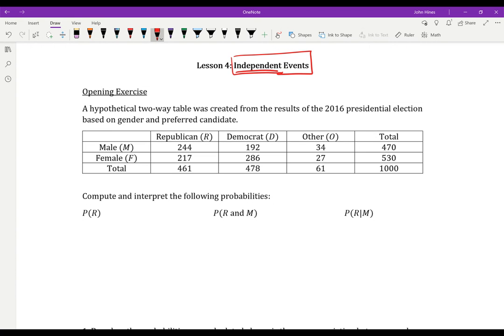A hypothetical two-way table was constructed from the results of the 2016 presidential election based on gender and preferred candidate. So I have who they voted for, Republican, Democrat, or other, and then I have my male and female, and then I have the numbers and the totals according to that. Compute and interpret the following probabilities.